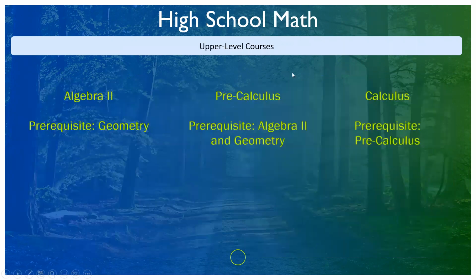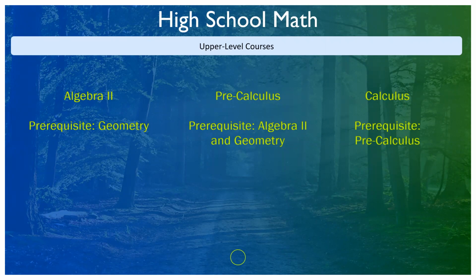Okay, now we'll move on to our other classes. I don't have prerequisite skills here because the courses now are the prerequisites. So in Algebra 2, typically you have taken geometry. Some students take it at the same time. So that's also an option for Algebra 2.